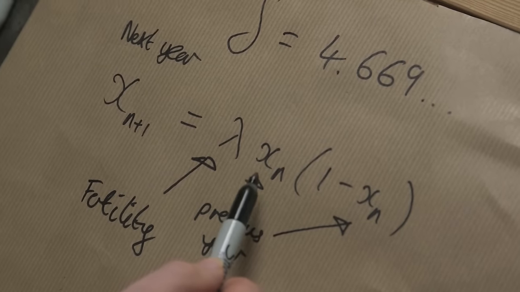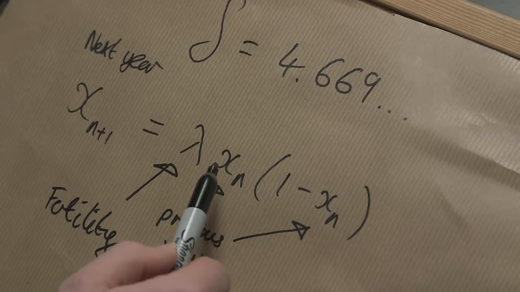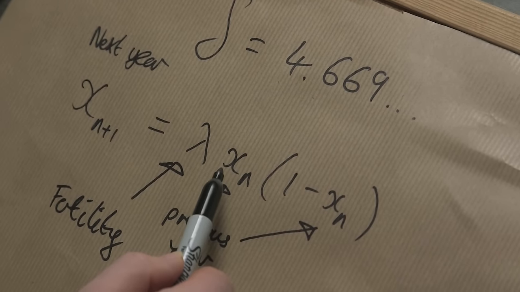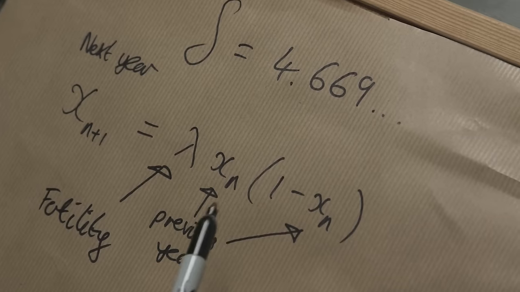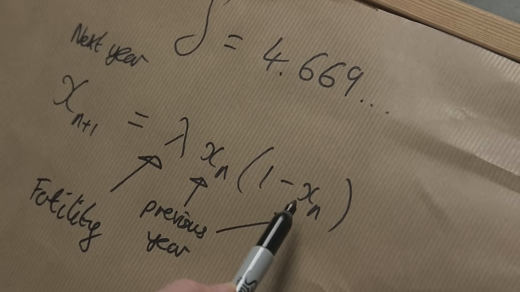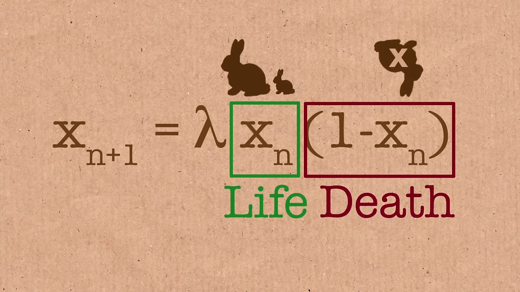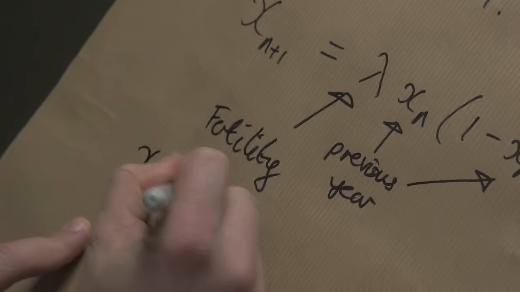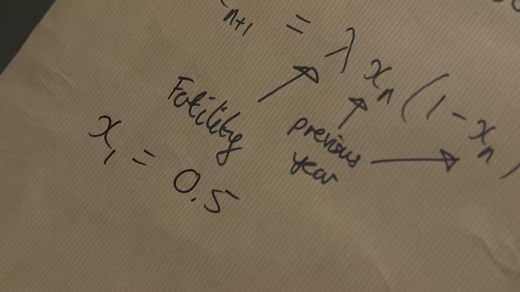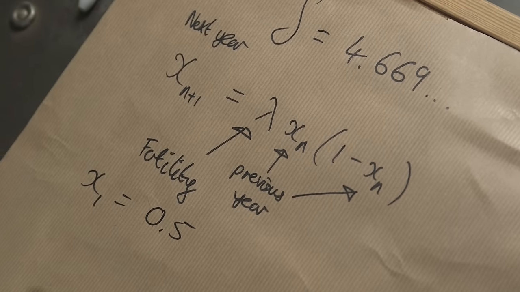If the previous year's population is high, you'd expect the next one to be high. So you're kind of multiplying by the previous year's population. But also if it's too high, they're going to run out of food. So that's where you do one minus the previous population. So this is like the breeding and this is like starvation. What's interesting is you can just put numbers into this. So I'm going to start with a population x1 of a half. Remember, it's between 0 and 1. The population is half full to start with.